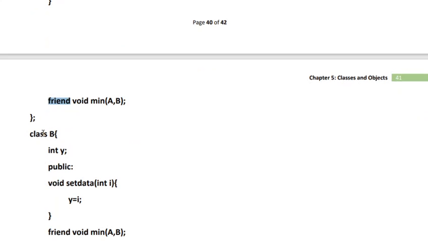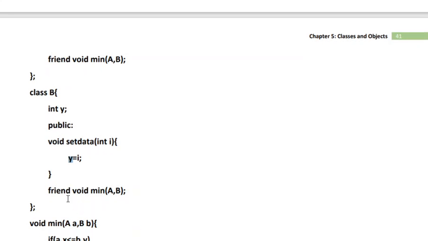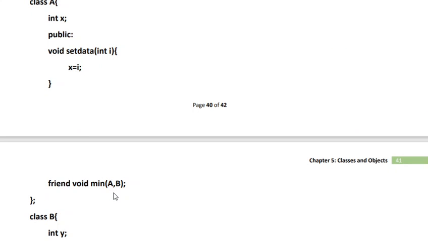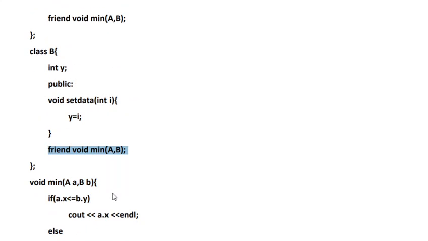Now likewise in class B, I have int y. Public set data: again I'm reading the value into the variable y, because since it's a private member, I cannot do it using the object, so I need to do it using the member function. Again I'm placing the friend function here. Just see friend void min, because this particular function is friend to both the classes, so it is friend to A as well as friend to B.